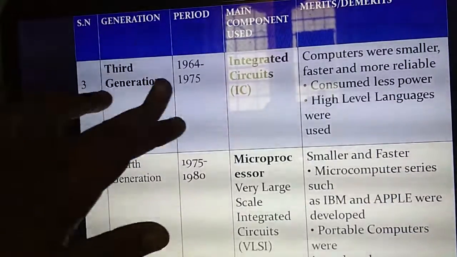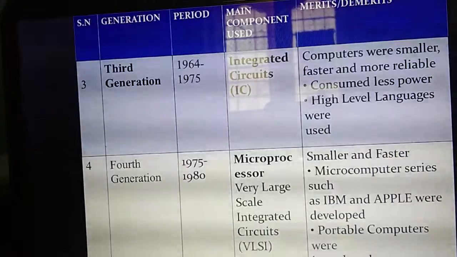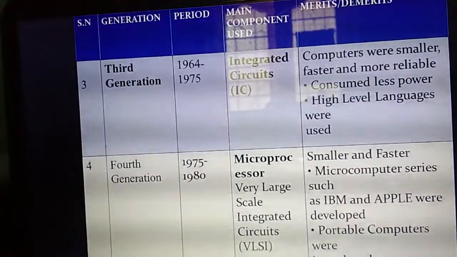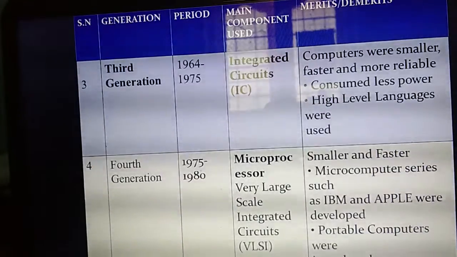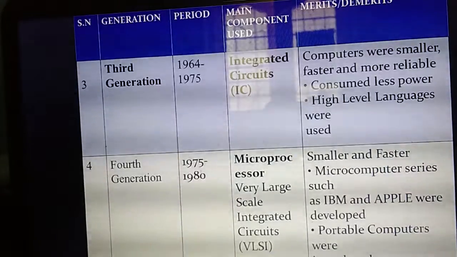So the third generation computers introduced which one? Integrated circuits, IC. So what are the advantages? Computers are very small. By using this component, computers become very small. In olden days, a computer was like a CRT monitor, like a big TV. Nowadays the size of the computer is very, very small, with LED monitors. They introduced this in the third generation. This will also consume very, very little power compared to the previous generation.